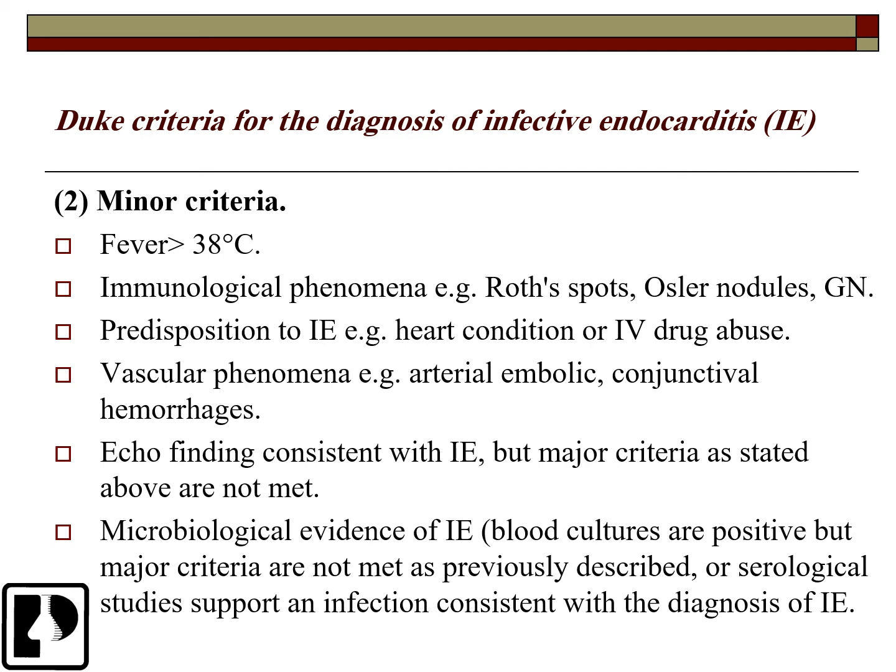Echo findings consistent with infective endocarditis, but the major criteria stated above are not met. Microbiological evidence of infective endocarditis: blood cultures are positive but major criteria are not met as previously described, or serological studies support an infection consistent with a diagnosis of infective endocarditis. So you must have at least one major and two minor criteria, or two major criteria and one minor, for diagnosis.